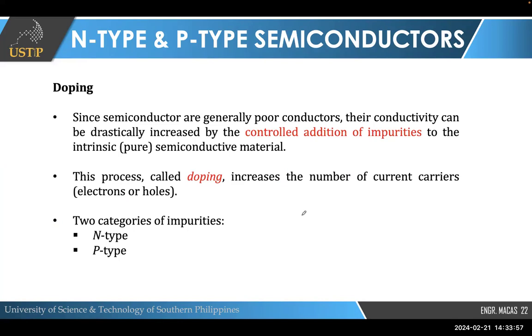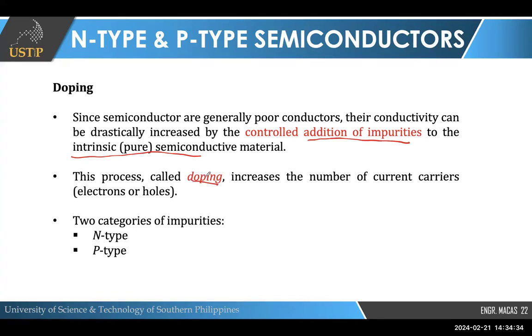With semiconductors, we compared silicon to our copper atom. Compared to a copper atom, it is not very conductive. Since semiconductors are generally poor conductors, their conductivity can be drastically increased. To increase the conductivity of the semiconductor class, we can add impurities to the intrinsic or pure semiconductor material. So this process is now called doping.